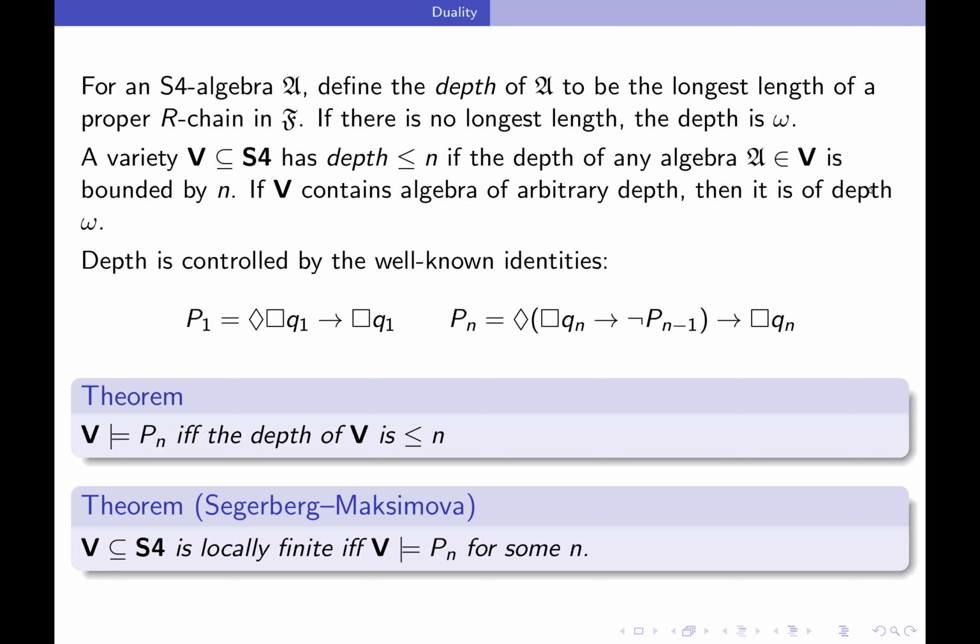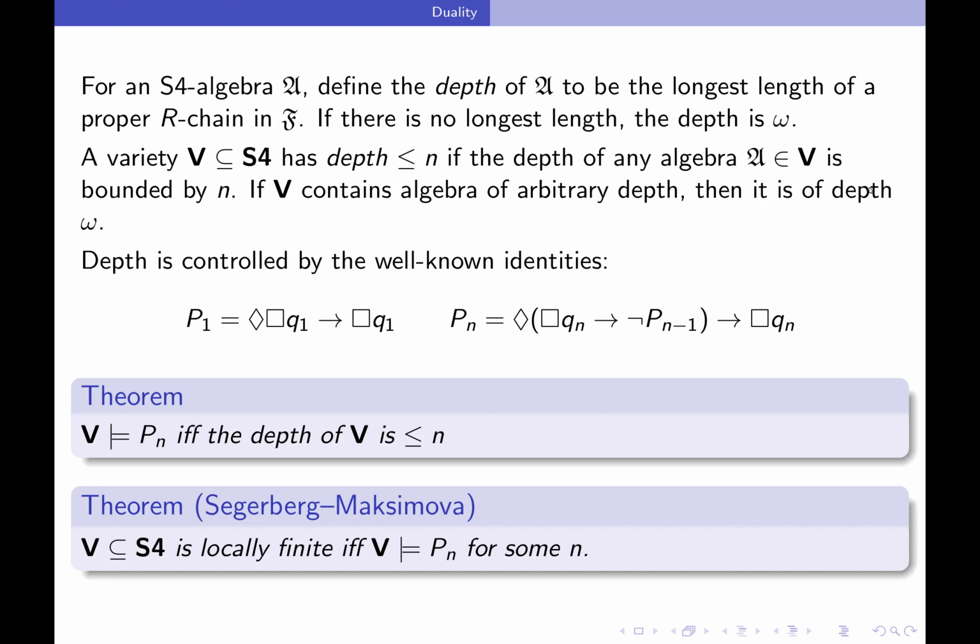We can extend this notion to varieties, right? So I say a variety of S4 algebras has depth bounded by n if the depth of any algebra is bounded by n. What's more interesting about this notion is we can actually control it with identities. So if you inductively define this little family of formulas here, you have this result that an algebra or a variety validates the identity Pn exactly if its depth is bounded by n.